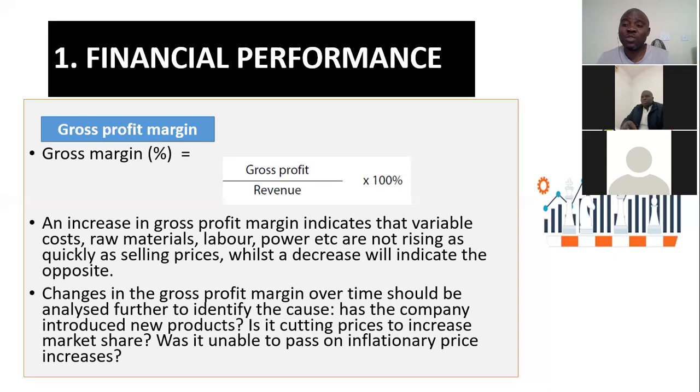So you need to actually look at this. And this is why when we are doing analysis, we look at the trend, because the trend gives you an understanding of what truly is happening. Does it mean that now you have employed more efficient ways of producing, and this is why you're having a higher gross profit?